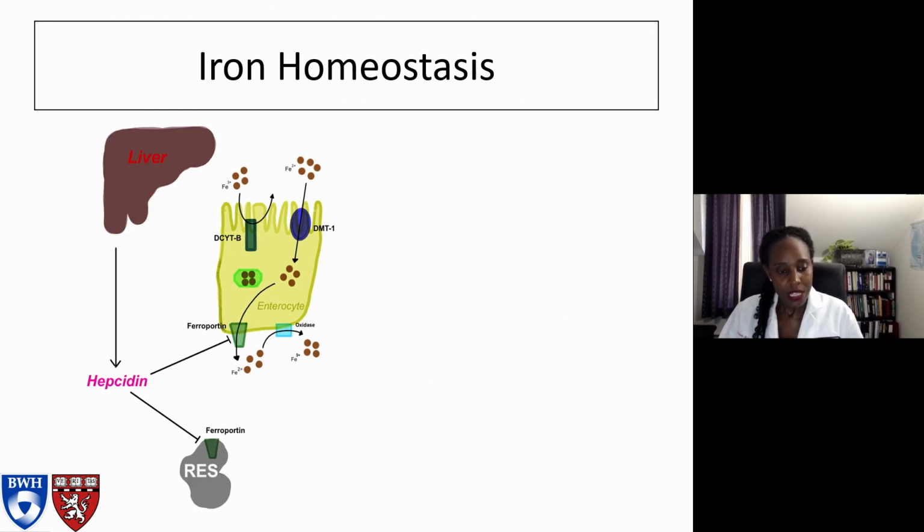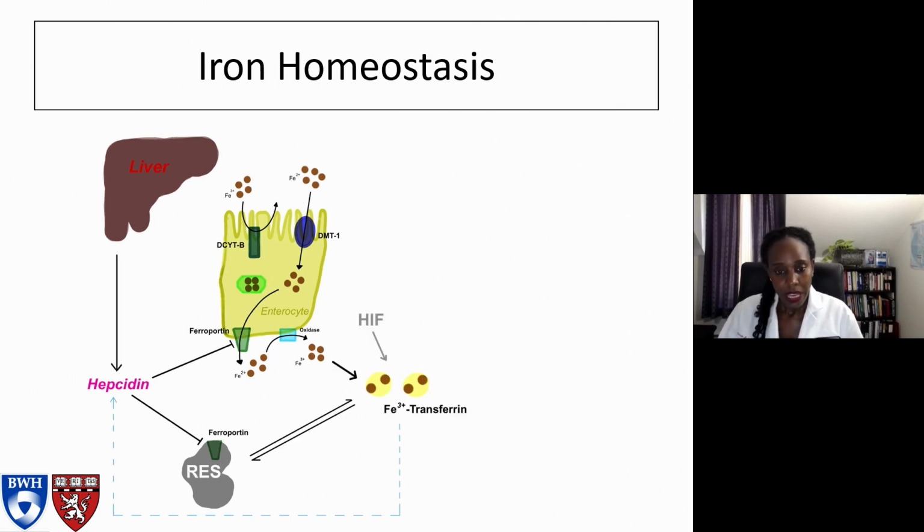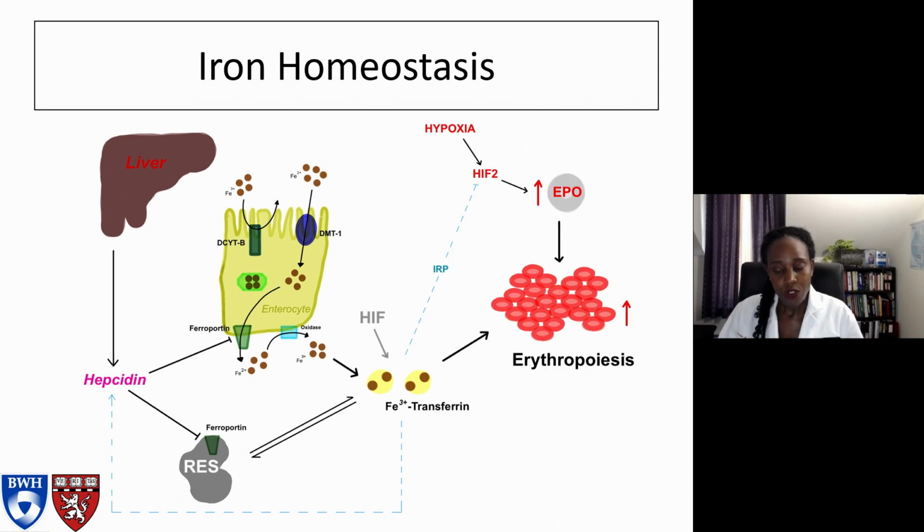Now, hepcidin is a major regulator of iron absorption. Hepcidin works by blocking ferroportin when the body is iron sufficient. And hepcidin also blocks the extrusion of iron out of the reticuloendothelial system. So this iron that is then converted back to the ferric form is bound to transferrin and used for erythropoiesis, and there are negative and positive feedbacks that ensure that this circuit maintains erythropoiesis to prevent anemia.